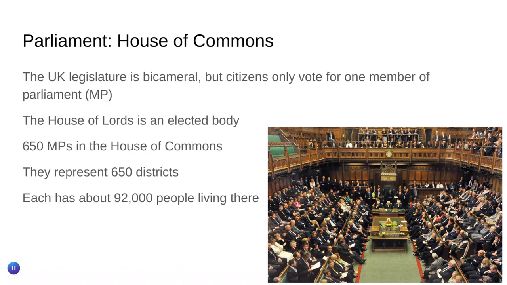There are 650 members of parliament in the House of Commons, and they represent the 650 districts of the United Kingdom. The UK is a bicameral legislature, but citizens only vote for one of the two chambers, and that's the House of Commons. The House of Lords is not an elected body.